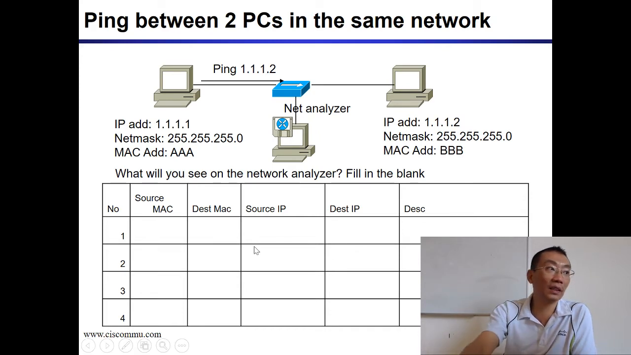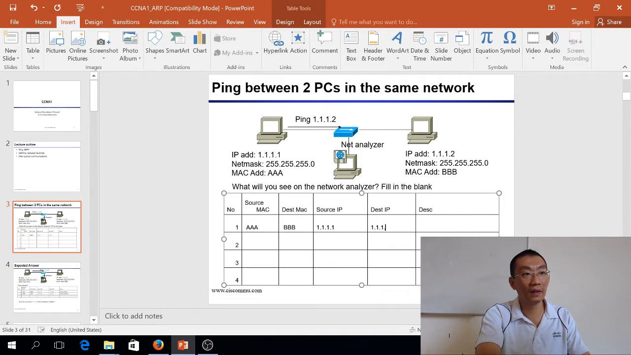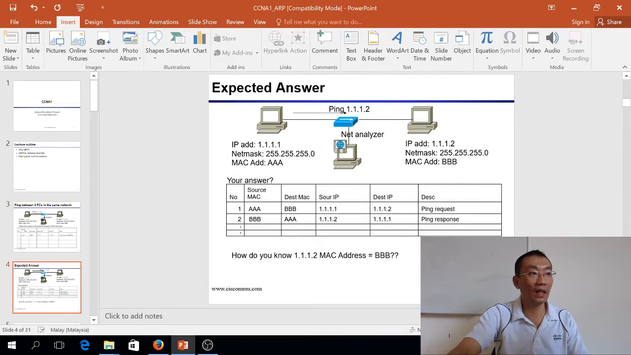What will be the source MAC address? AAAA. Alright. Destination MAC address? Source IP? Correct? Wrong. This is wrong. This is what you think you're going to get.